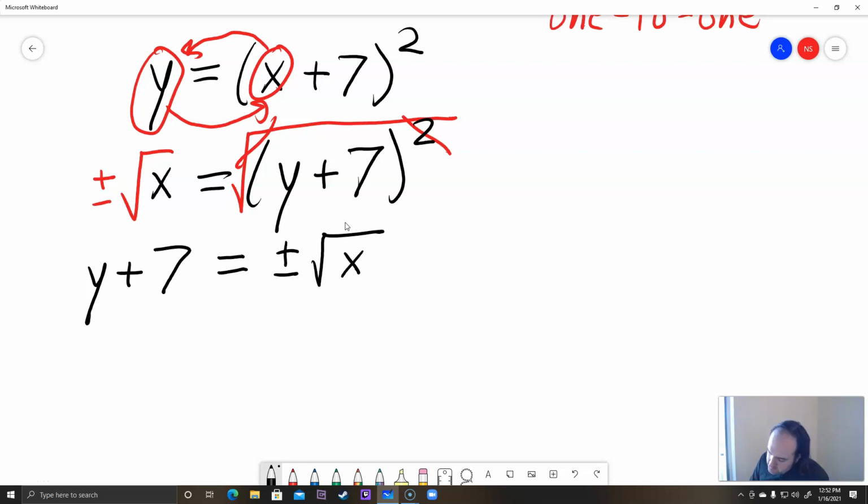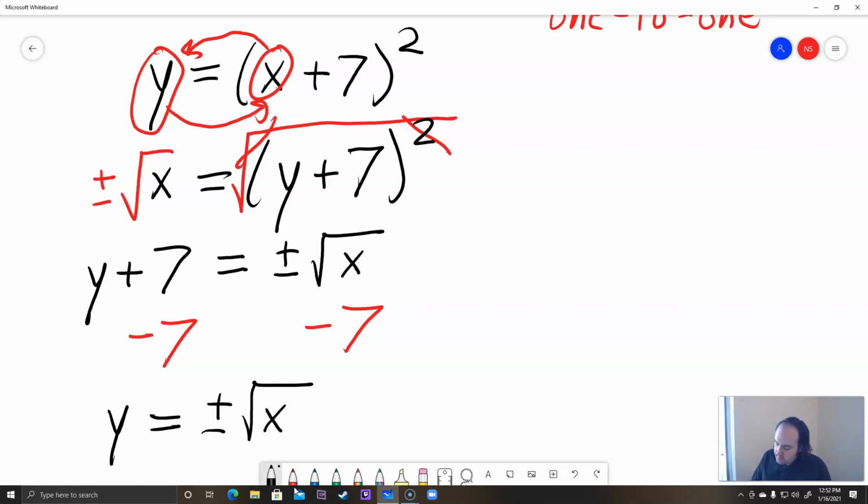Okay, y plus 7 equals plus or minus square root of x. And then we're still not done solving for y yet, so we have to get rid of the plus 7. To do that, we're going to subtract 7 from both sides. Okay, so that gives us y equals negative 7 plus or minus root x. Or we can write it as plus or minus root x minus 7.